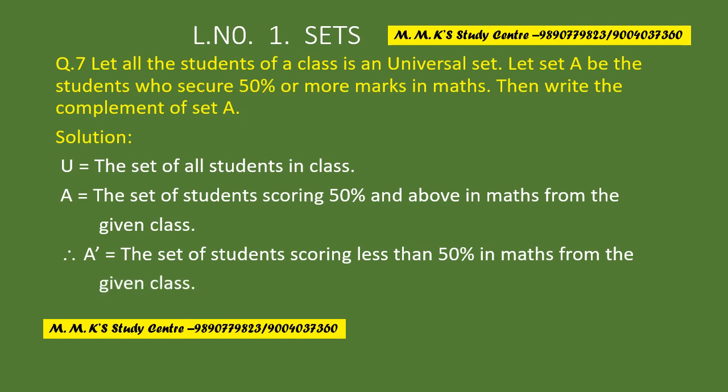So your answer is: the set A complement is equal to the set of students scoring less than 50% in maths from the given class.